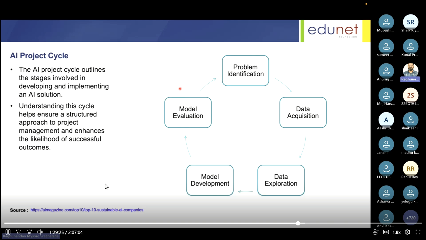And lastly, once you deploy it, you cannot simply think that okay, my job is done, I'm not going to do anything. No, you have to maintain it, right? It's called maintenance. You have to do that. So this is the entire AI project cycle.